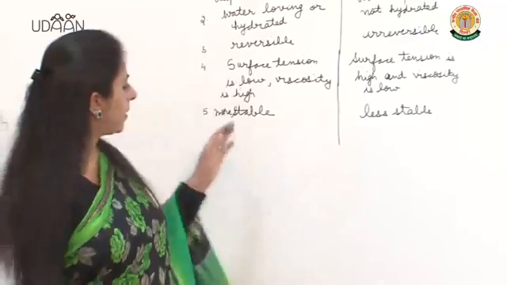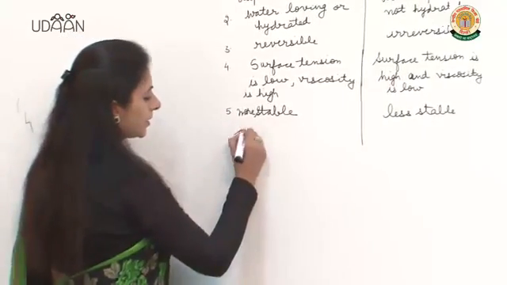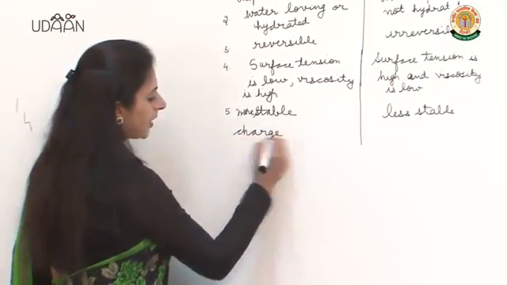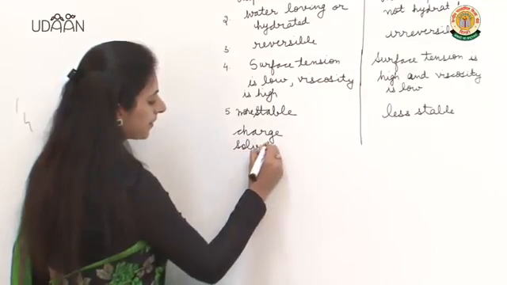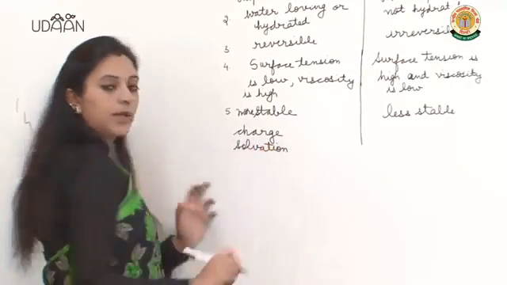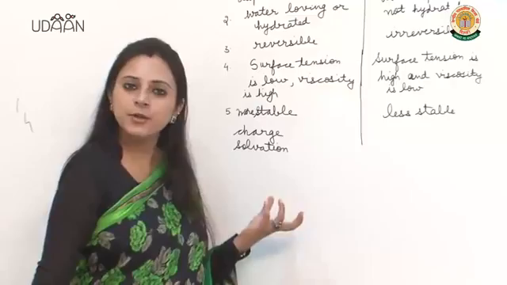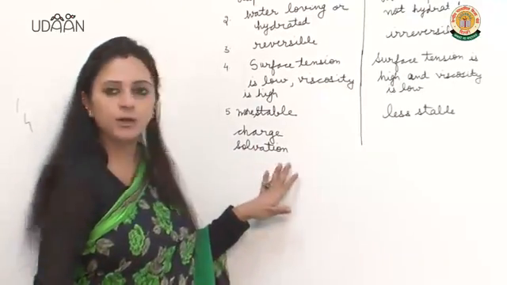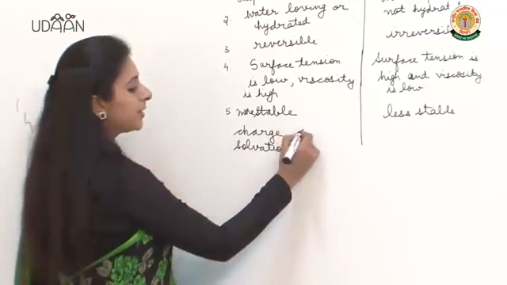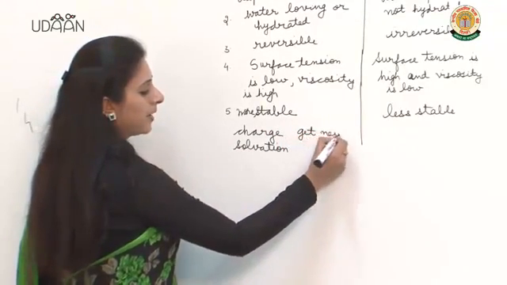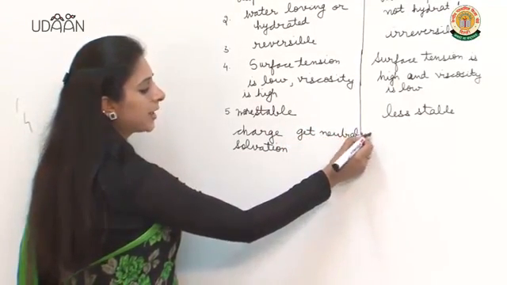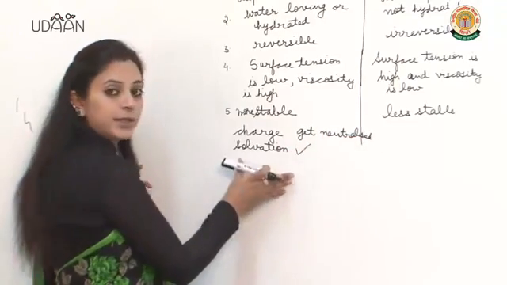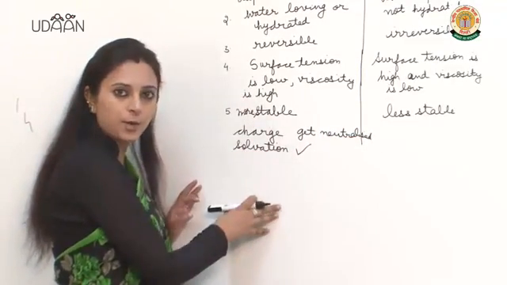Now, lyophilic sols are stabilized by charge as well as solvation. What does this mean? That water molecules are surrounding the sol. Now what will happen when we add electrolyte to the sol? The charge will get neutralized. If the charge is neutralized, solvation is still there to stabilize the sol.